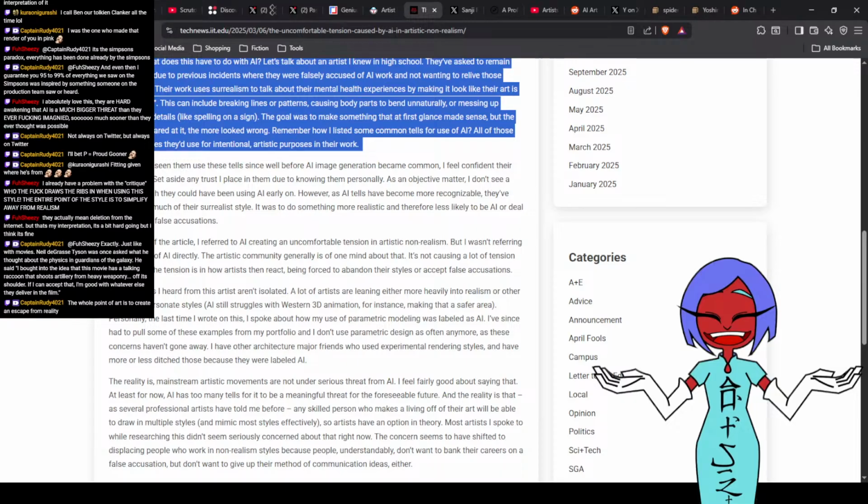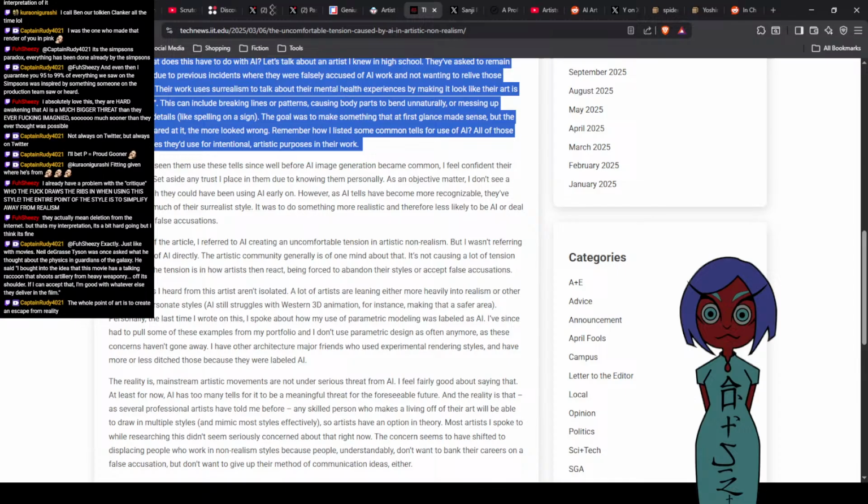This can include breaking lines or patterns, causing body parts to bend unnaturally, or messing up background details like spelling on a sign. The goal was to make something that at first glance made sense, but the longer you stared at it, the more it looked wrong. Remember how I listed some common tells for AI? All of those were strategies they'd use for intentional artistic purposes in their work. Yep.